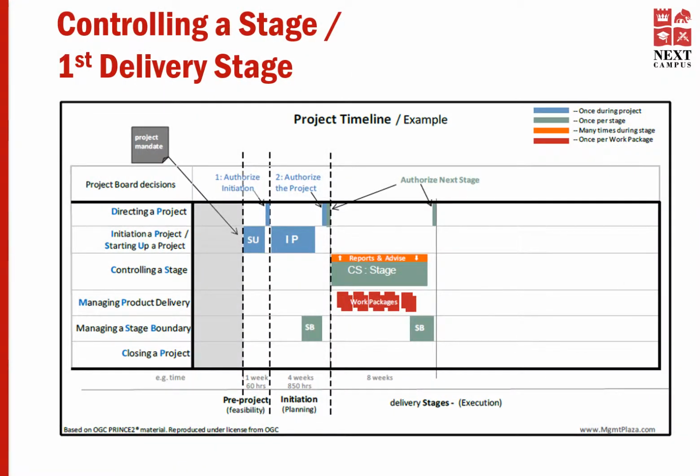The next process is controlling a stage for the first delivery stage. Controlling a stage is where the project manager does most of their day-to-day work. They mainly do the following activities: give out work to team managers in work packages, check up on the status of these work packages and accept work packages back when they are complete. Continually review the stage status.